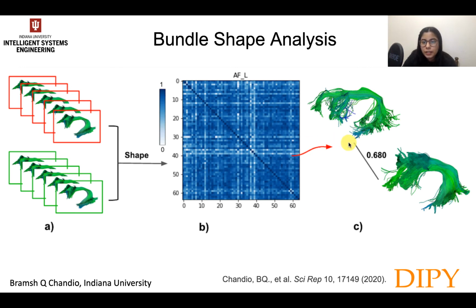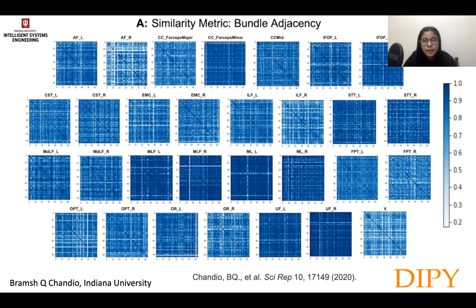So if we look here, these are the two bundles, and this is the score between those two bundles. This is very useful because this kind of metric could also be used for quality assurance, as I will explain later. And this is the example of all 30 bundles that we have in the BUAN paper, and shape similarity among all 64 subjects.